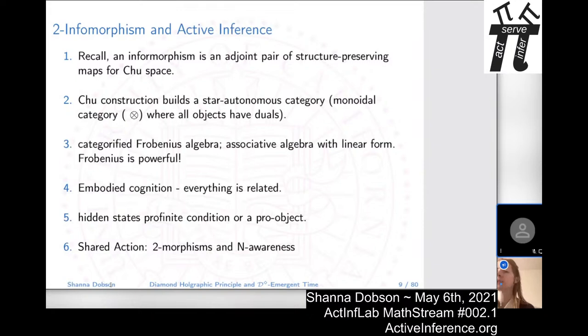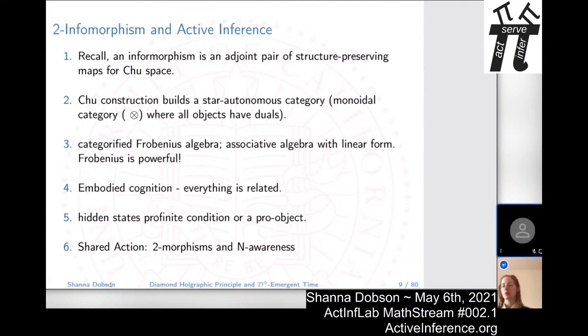All right, so let's try to link this. Recall an infomorphism is an adjoint pair of structure-preserving maps for a Chu space. The beauty about Chu space is that it's got a very nice construction categorically. The Chu construction builds what's called a star autonomous category. This is a monoidal category. It has a tensor product in there to help you move objects around, where all objects have duals, right?